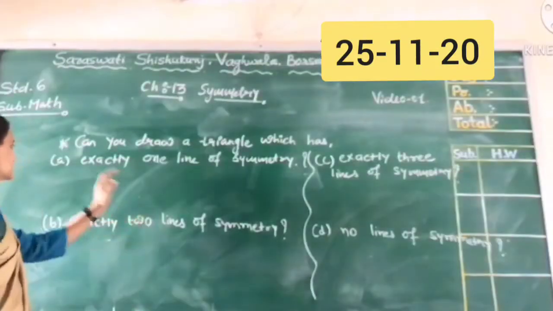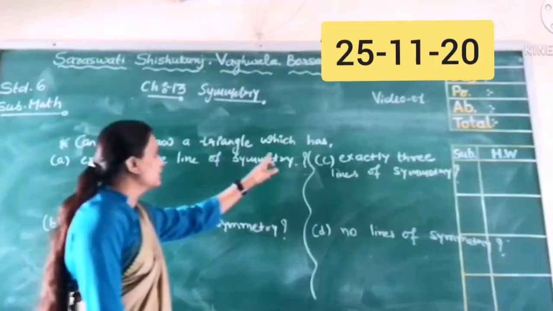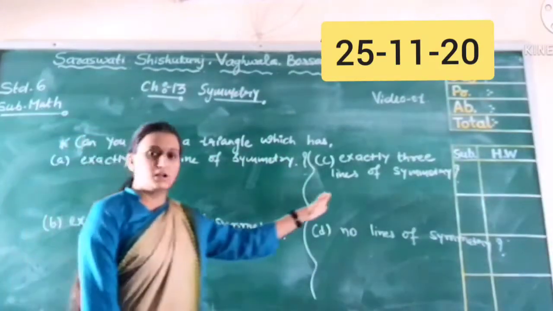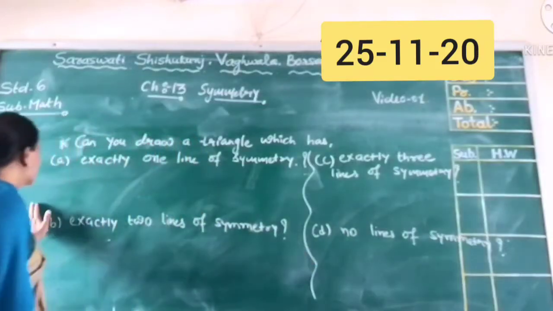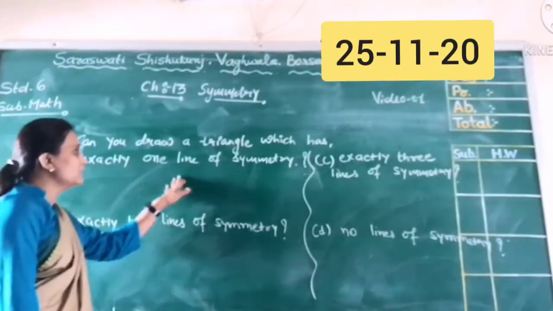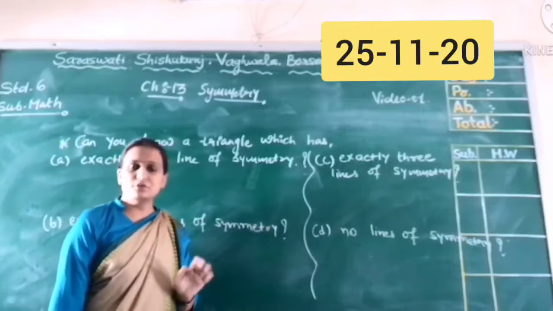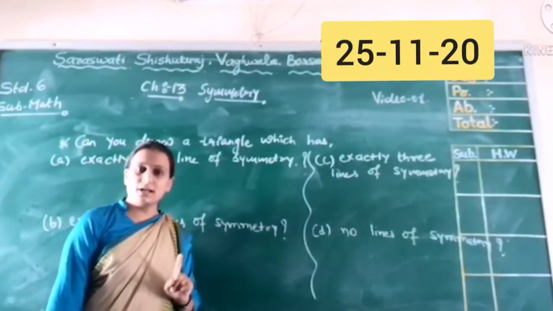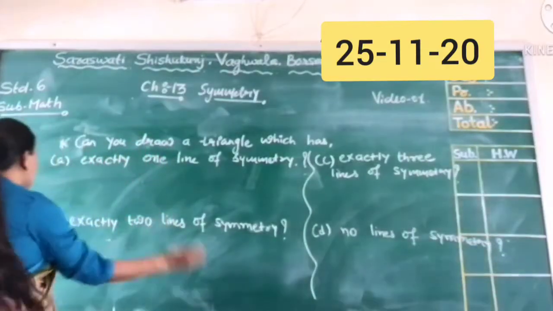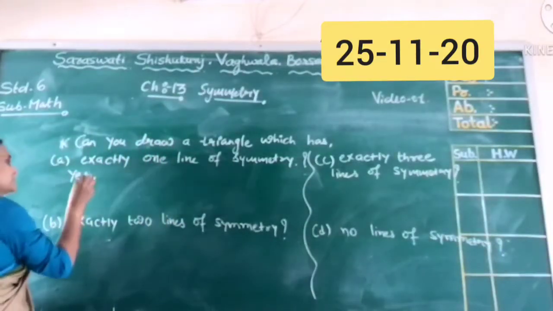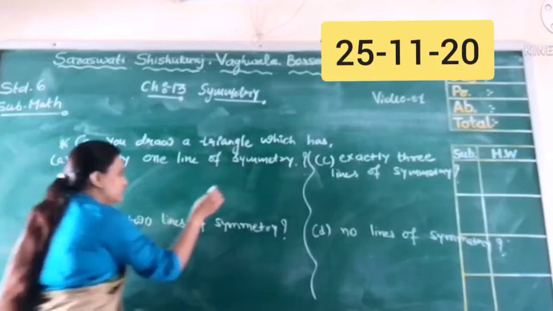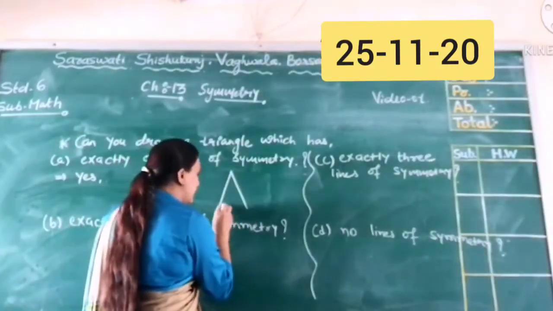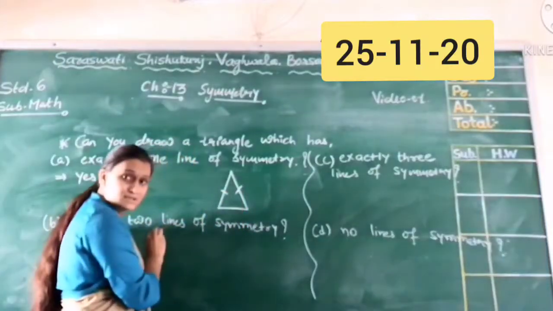Okay, so the next question is: can we draw a triangle which has certain conditions? We have to draw a triangle with different conditions. Our first condition is exactly one line of symmetry. We have to draw a triangle which has only one line of symmetry. So yes, you can draw it. The answer is yes. Which triangle is it? An isosceles triangle, which has only two sides equal.